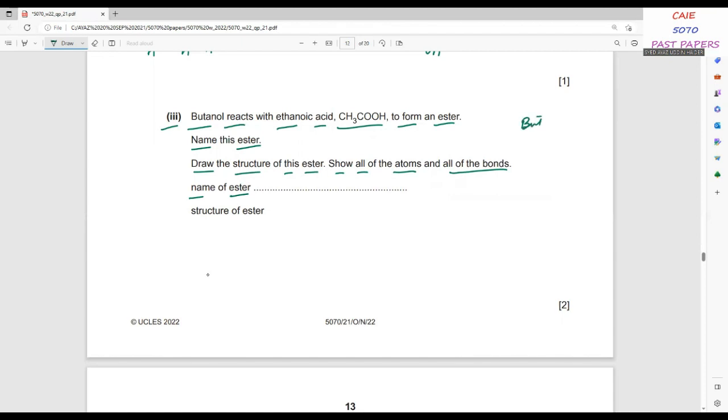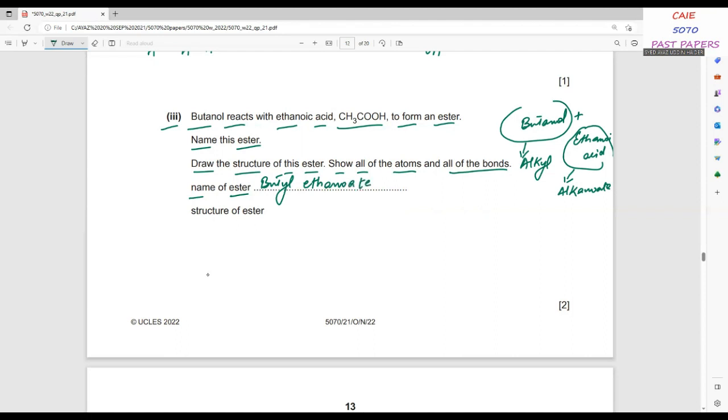Butanol plus ethanoic acid. Remember, the alkyl group comes from the alcohol. So you'll have butyl, and the alkanoate will come from ethanoic acid. Alkanoate. It's alkyl. So the alkanoate will be ethanoate. Ethanoate.